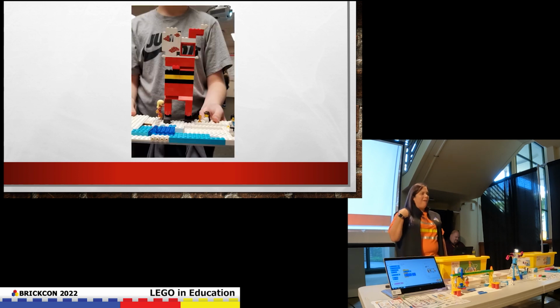A Jackson Pollock version of Santa Claus by one of my 6th graders. This one actually was unprompted. He just wanted to build it, which I was very, very excited about.